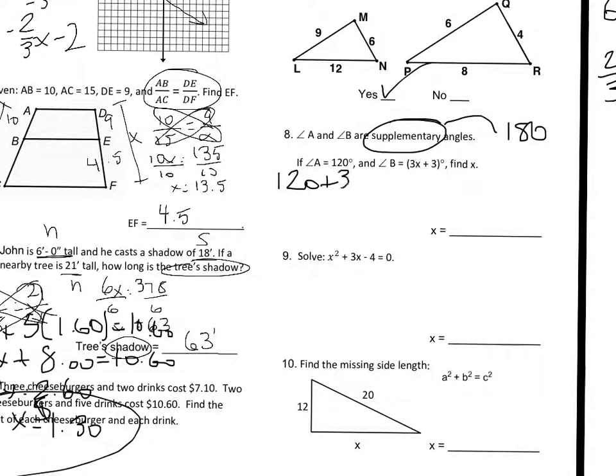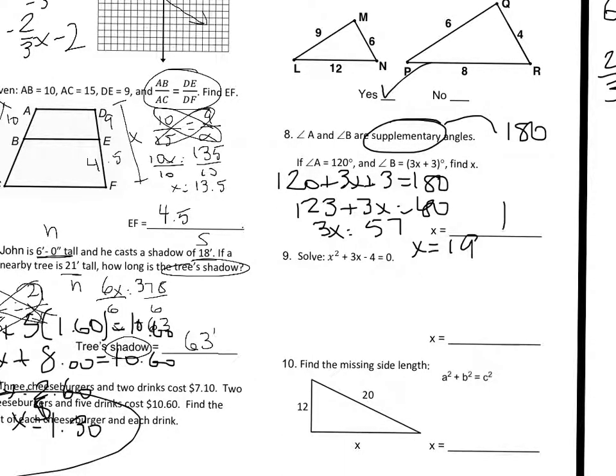So 120 plus 3x plus 3 equals 180 degrees. Combine like terms. Well, I have 123 plus 3x equals 180. Let's subtract 123 from both sides. So I get 180 minus 120 is 60, minus 3 more is 57. And divide by 3. x equals, well, 3 times 20 is 60, then take away one more 3. It's got to be 19. So x equals 19.